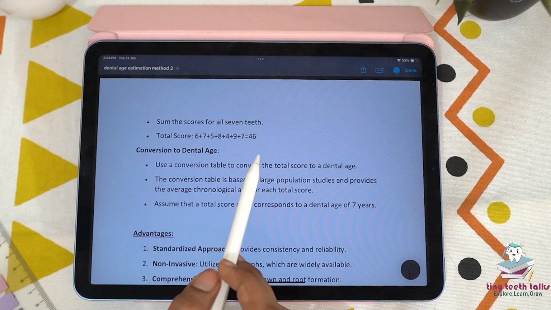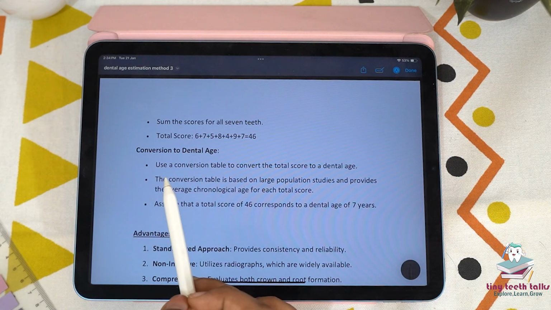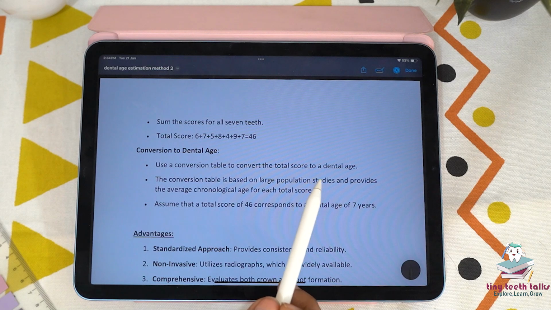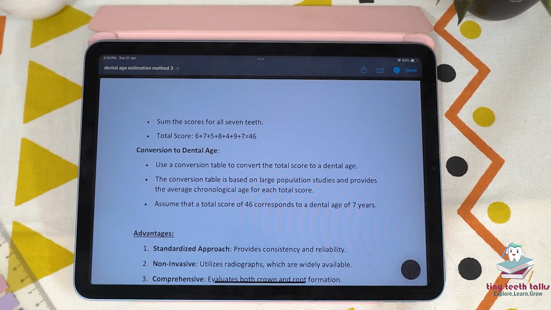So the sum is 46. Then conversion to the dental age. Use a conversion table to convert the total score to a dental age. You can find the standard conversion table in different articles.